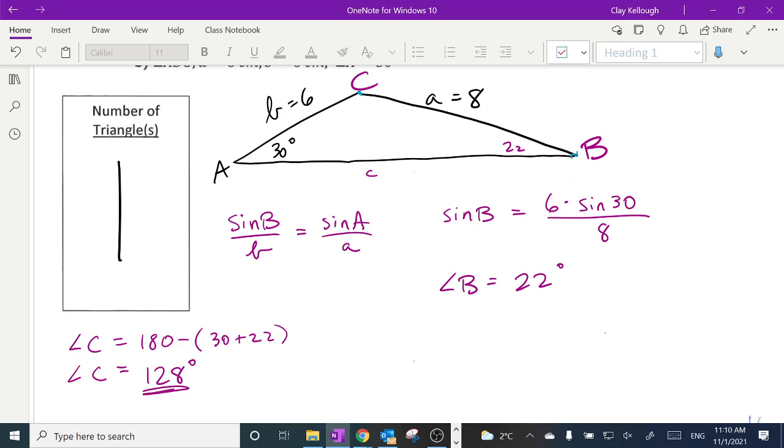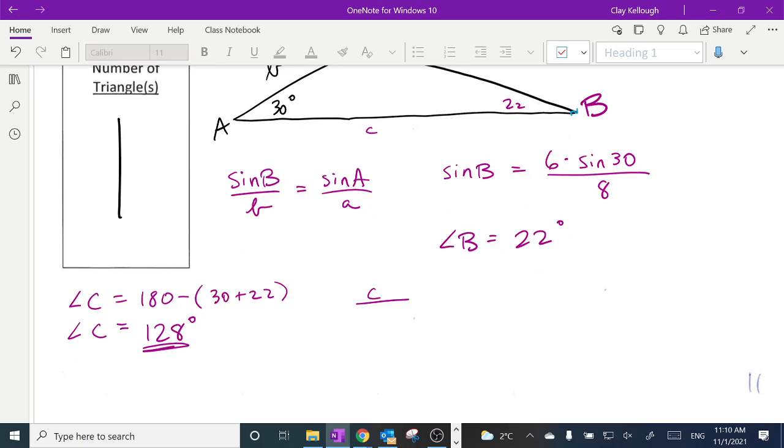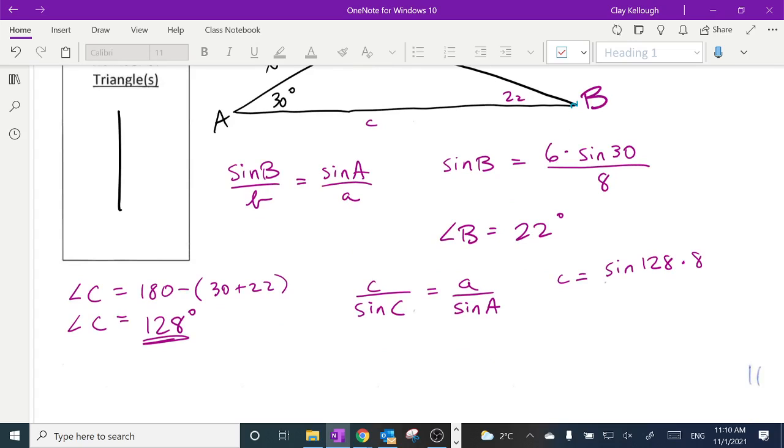In my next calculation, to find side C, C over the sine of C is equal to A over the sine of A. And again, I'll skip steps here. I'll move the sine C up. So the sine of the angle I just found times side A, what was side A again? 8? Yeah. Side A was 8, over the sine of 30.